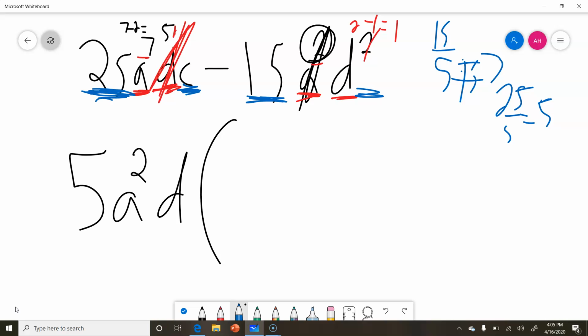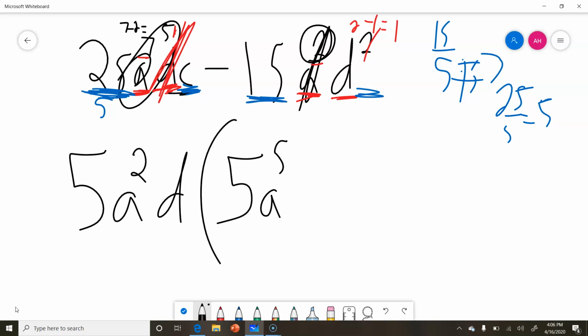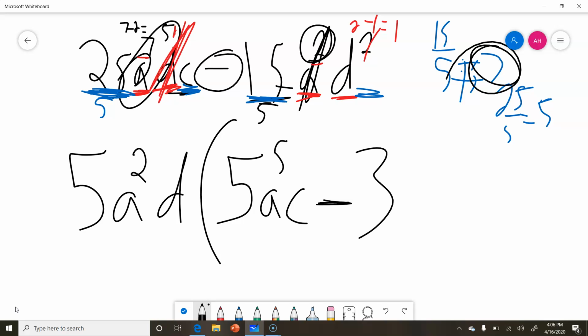I do 25 divided by 5, and that equals 5. What do I have left? I have a to the 5th left, and I have this c, okay? Then I just write the minus sign. That stays the same from up there. And now I do 15 divided by 5, and 15 divided by 5, as I wrote over here, is 3. So I have 3. The a's are gone, and the d is now down to 1.